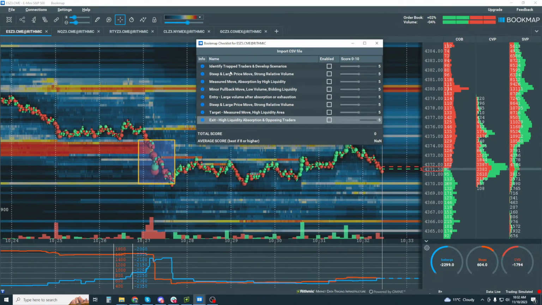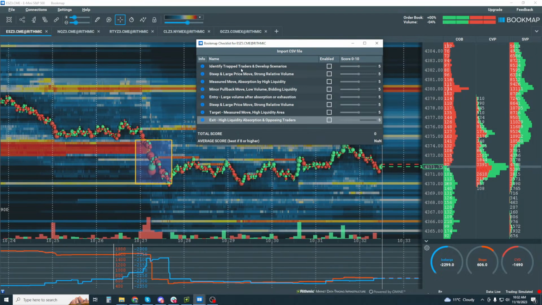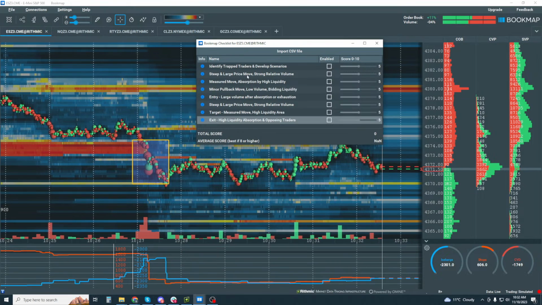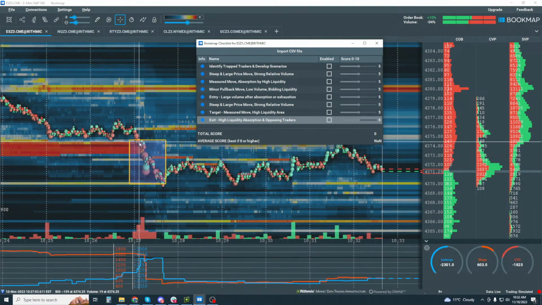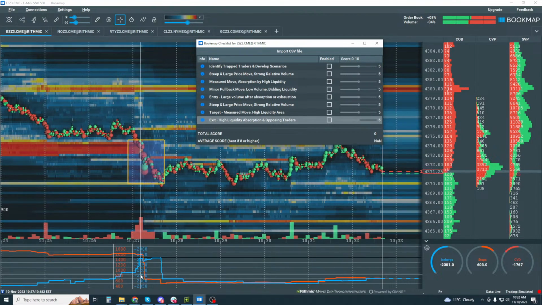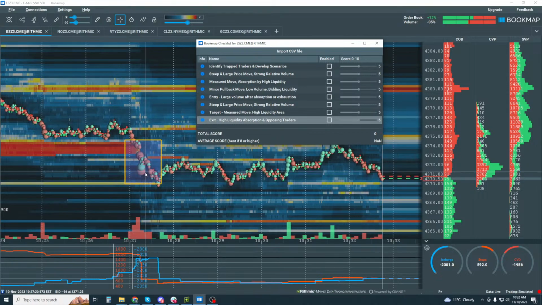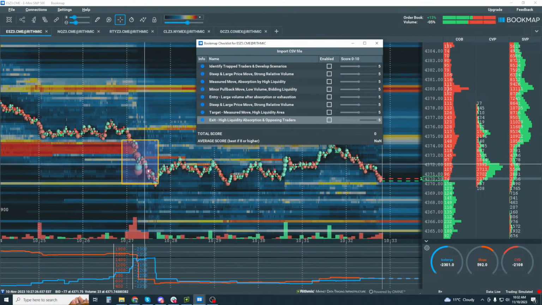Let's just go through the process. We'll skip the trap traders here, but that is an important part of it. So: steep, large price movement, strong relative volume. Do we see that in this move? Well, we identified there's a stop run in there, about 5 points. That's good, but there's this kind of little hiccup in here.